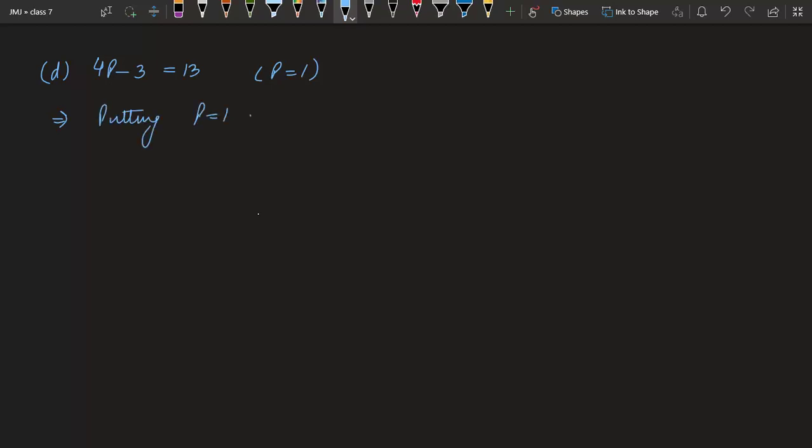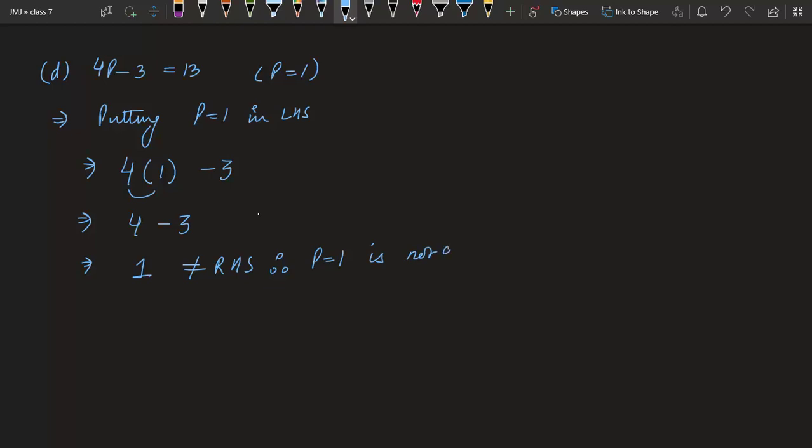So putting p equal to 1 in the left hand side, what will we get? 4 bracket 1 minus 3. So if you solve this, 4 into 1 is 4 only, minus 3. The answer is 4 minus 3 is 1, which is not equal to the right hand side. Therefore we can say p equal to 1 is not a solution of the given equation.